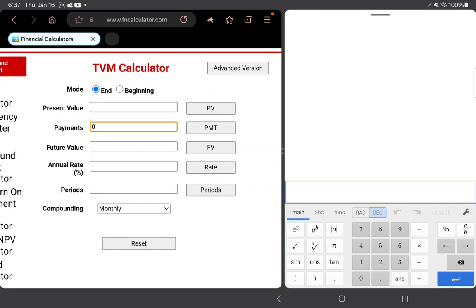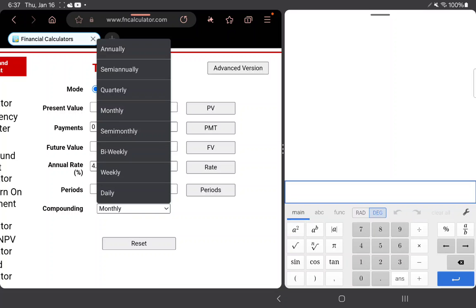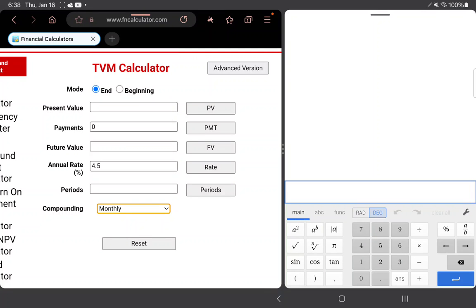So we could do a question like, let's say the interest rate was 4.5%, and then we're going to say this is compounded monthly. So there's monthly. And let's do this for 1 year, which is going to be overall 12 months. So the number of periods is 12. We've got an annual rate of 4.5%, compounded monthly. That's how we would enter that information in there. And let's say the present value is $600. So we've now filled out everything except for the future value.